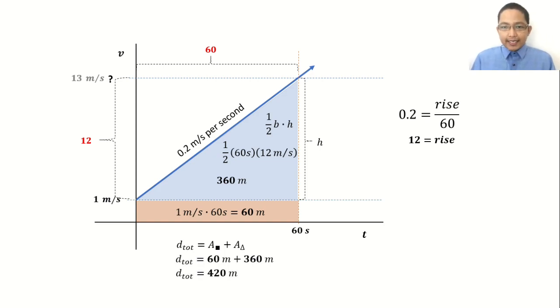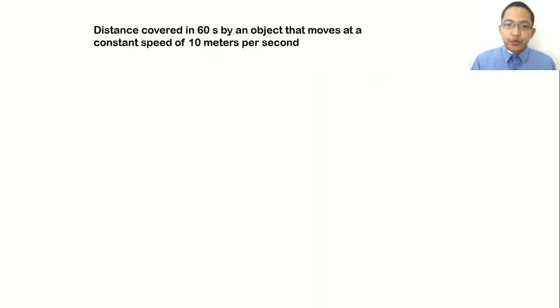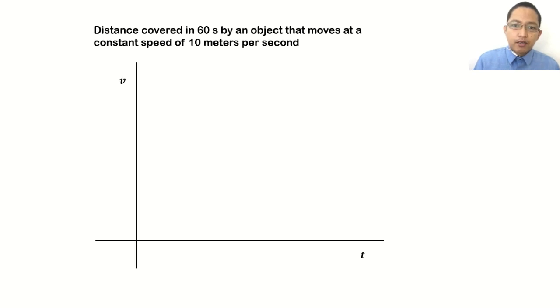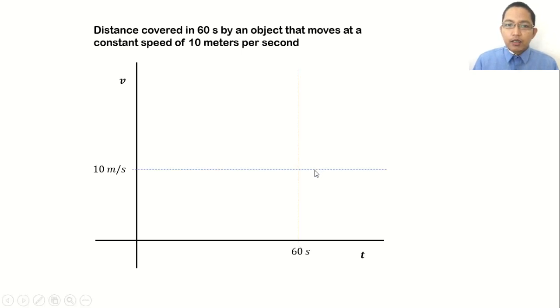Now let's solve the second case using a graph as well. Let us recall the problem. Distance covered in 60 seconds by an object that moves at a constant speed of 10 meters per second. Okay, now put up the v and t axis and indicate the known variables. The speed is 10 meters per second and trace that point in the graph, while the time is 60 seconds. And do the same, trace it with a dotted line. The object is not changing its speed, so from 0 to 60 seconds, it is still 10 meters per second.